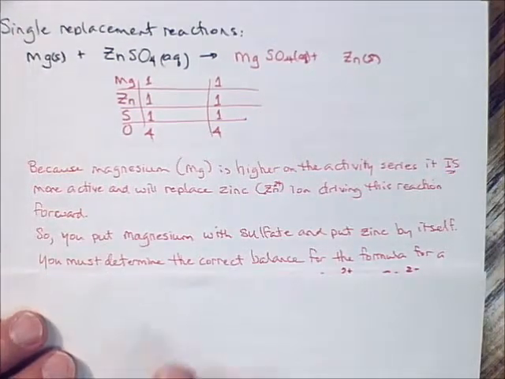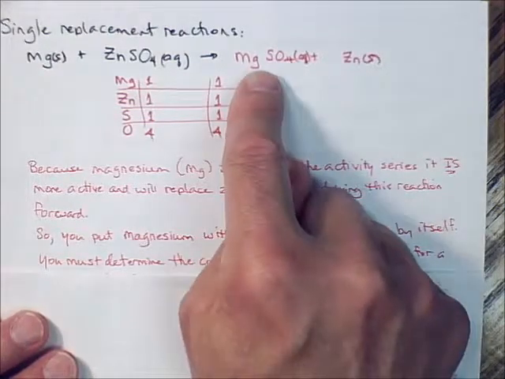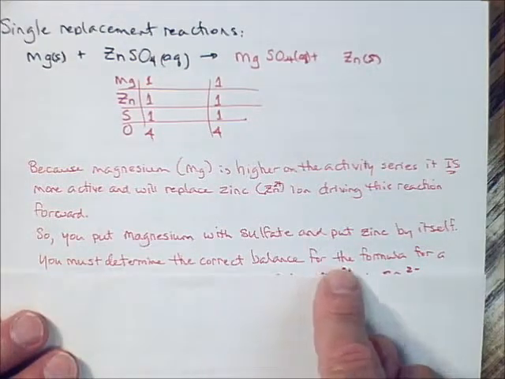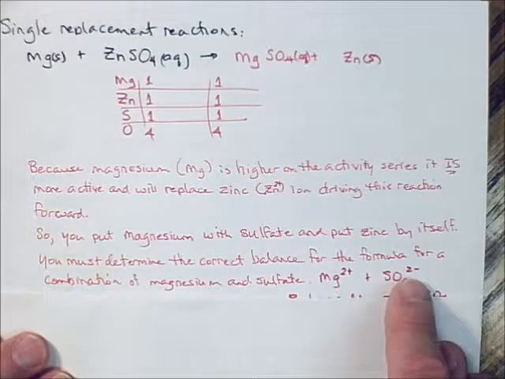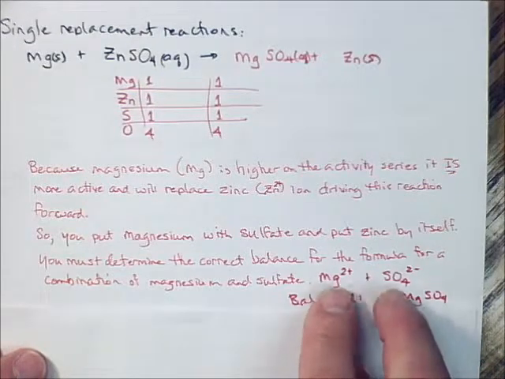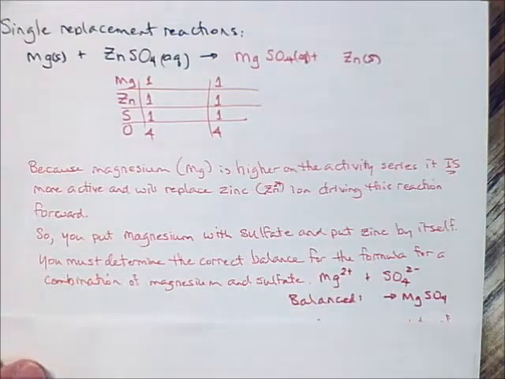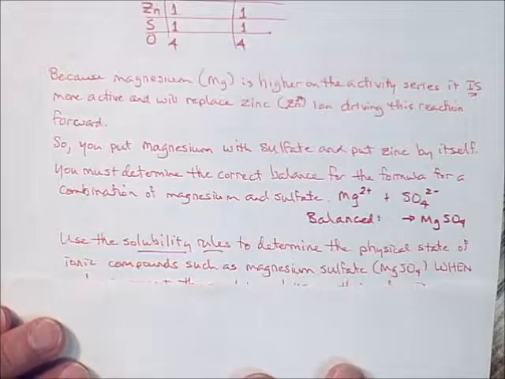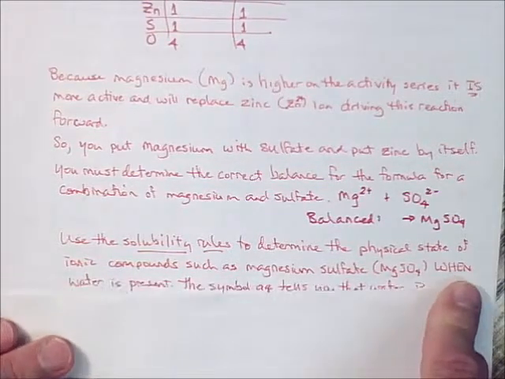So, if you put magnesium with sulfate and put zinc by itself, you must determine the correct balance for the formula of a combination of magnesium and sulfate. Magnesium is 2+, sulfate is 2-, so it's balanced with 1 magnesium and 1 sulfate. Charge balance: have as many positive charges as negative charges. Okay? Then we're going to use the solubility rules to determine the physical state of ionic compounds, such as magnesium sulfate, when water is present.